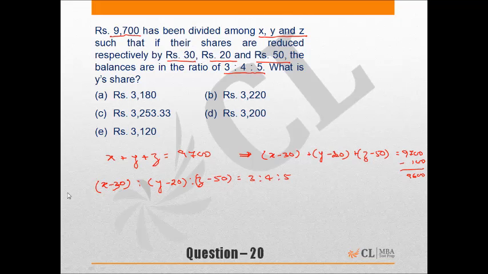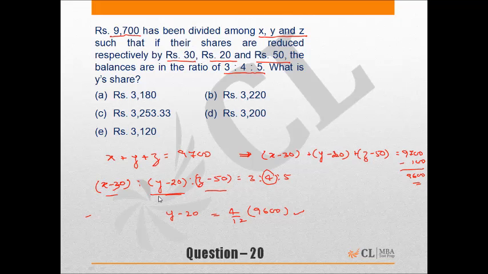Now we know that y minus 20 is 4 out of 12 units. So if I take this ratio of x minus 30 is to y minus 20 is to z minus 50, I can say y minus 20 will be equal to 4 by 12 of this particular item, 9600. And then you will be able to get your answer. So that is the standard way of solving it. However, you could have looked at the choices again.